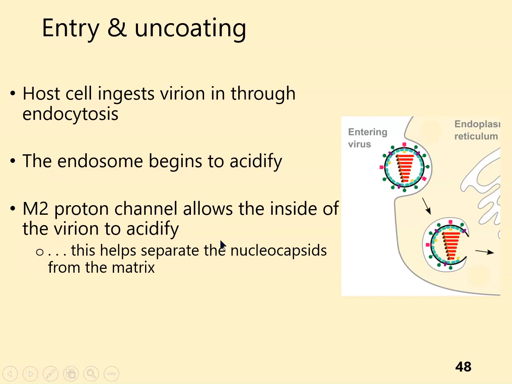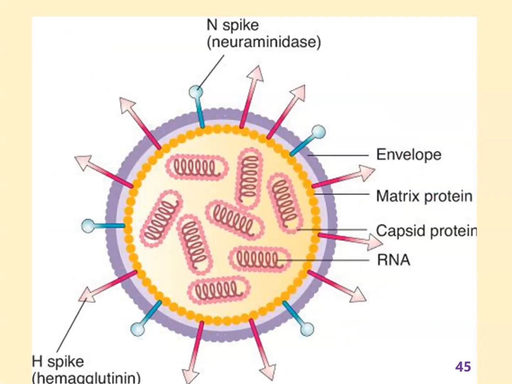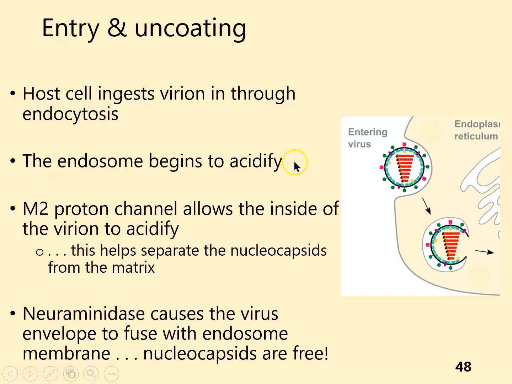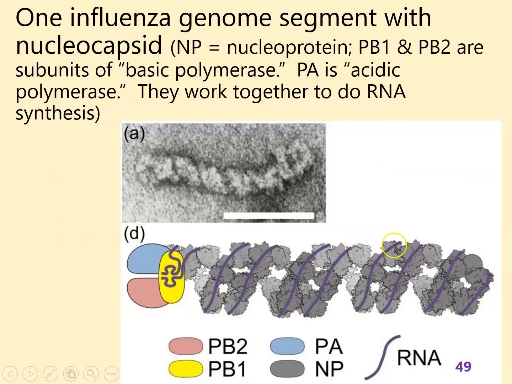So that helps, if we go back, let's see, that helps these separate from this. And that's going to let the virus uncoat. It's going to release the nucleocapsids. In this case, uncoating doesn't involve removing a whole coat. In this case, uncoating is mainly getting rid of the matrix. That's mostly what we're paying attention to, and that releases nucleocapsids.